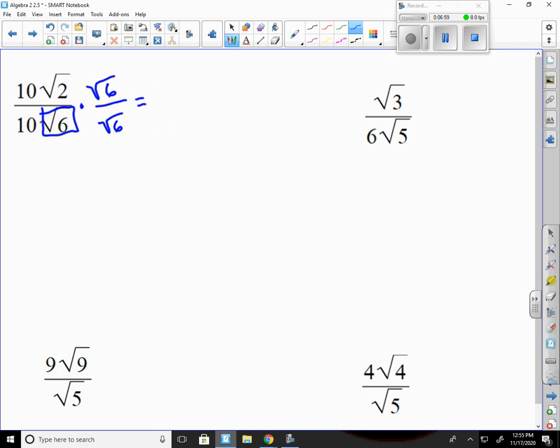On top, that gives me 10 times the square root of 12. On the bottom, this is going to get rid of my square root, and it's 10 times 6. In all actuality, I could have started this problem by canceling the 10s out, since it's the same thing. 10 divided by 10 is just 1. So right now I'm left with square root of 12 over 6.